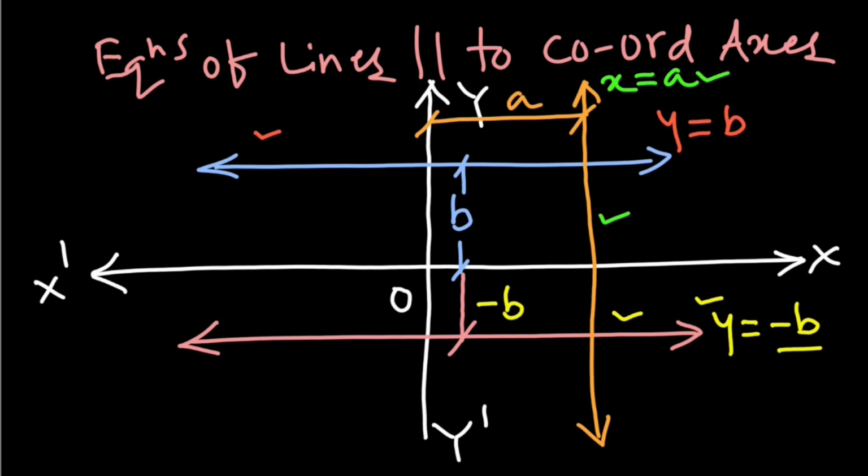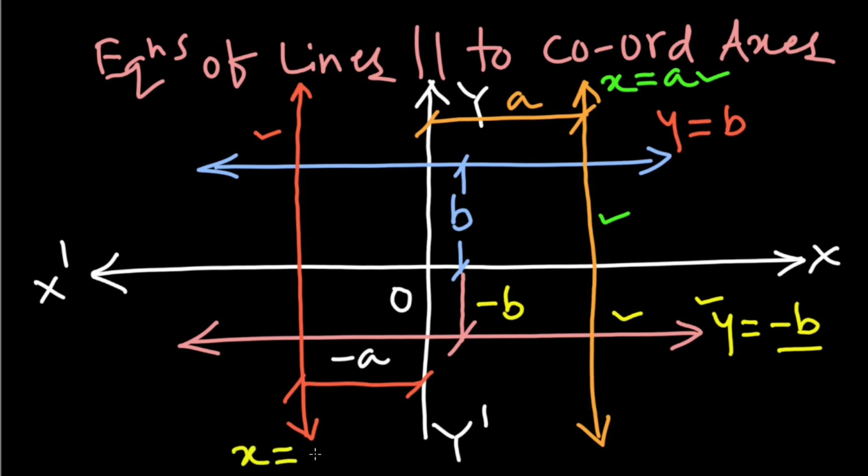If the line is on the left hand side of the y-axis and parallel to it, and if its distance from the y-axis is minus a, then its equation will be x equals minus a, because x coordinate of every point on this line will be minus a.